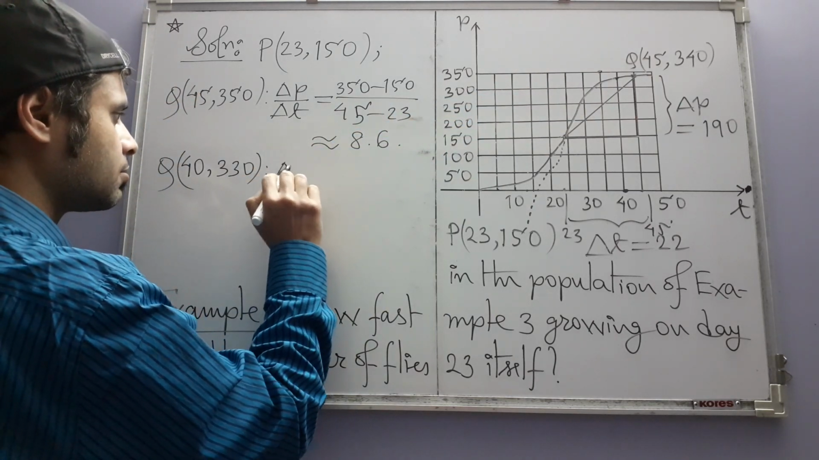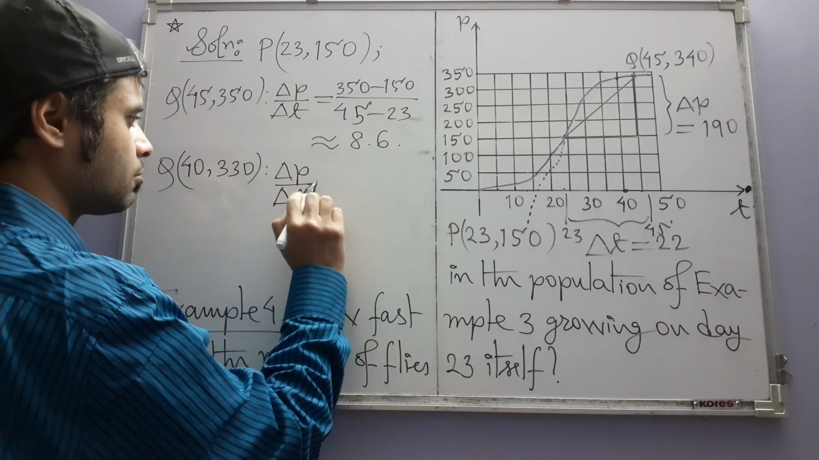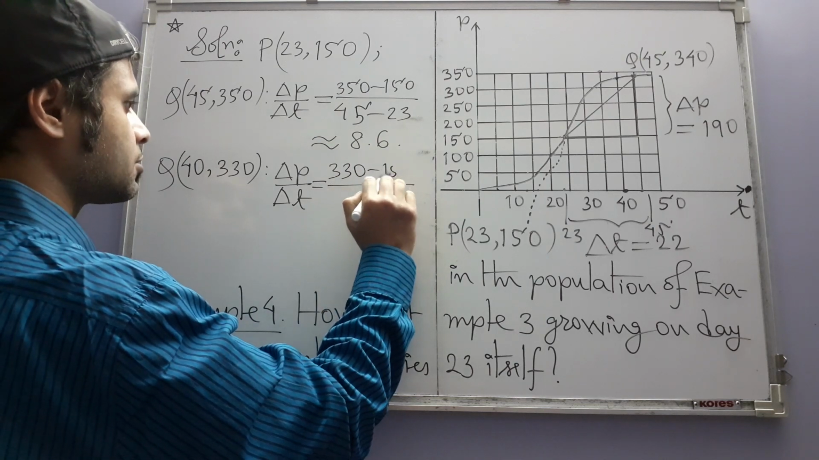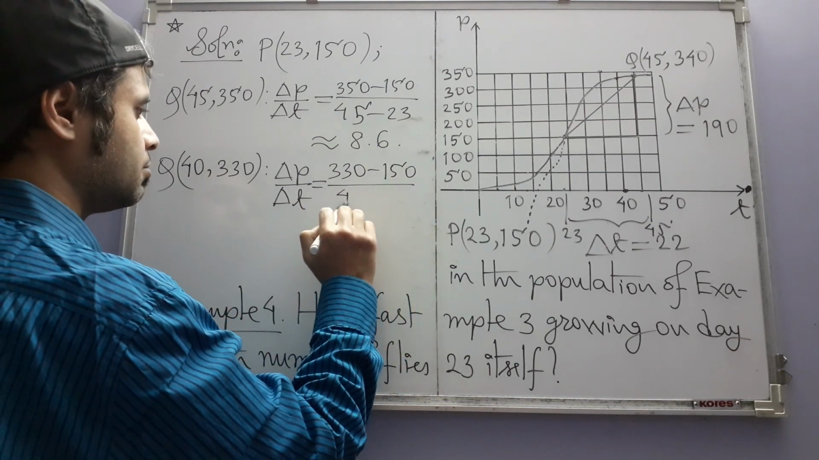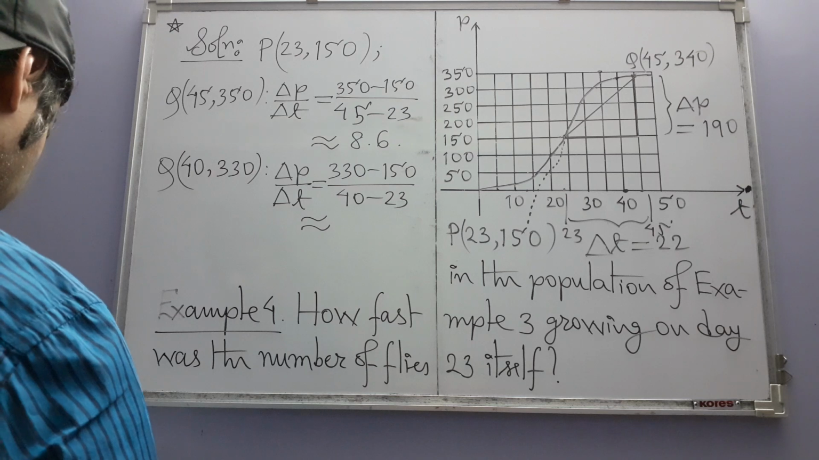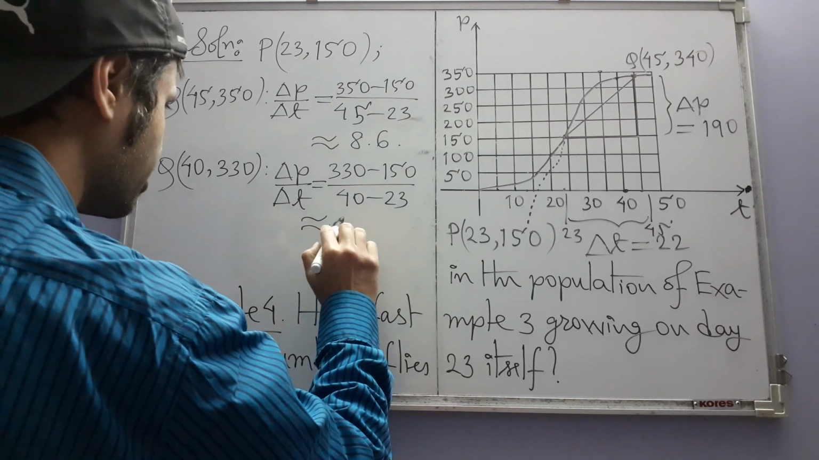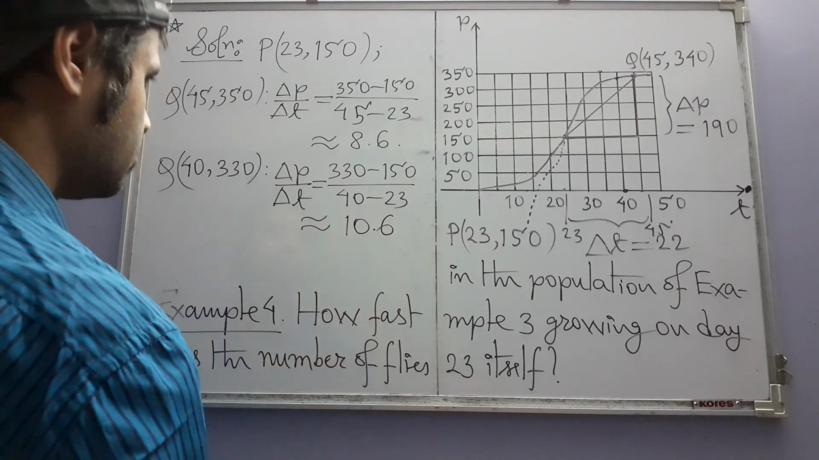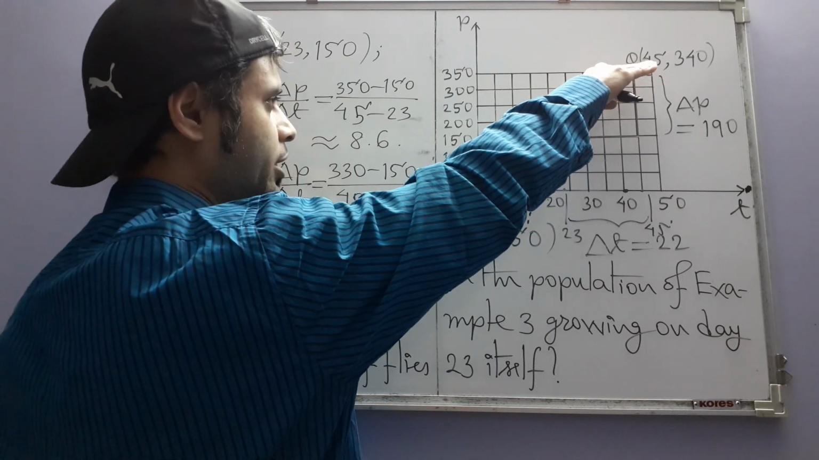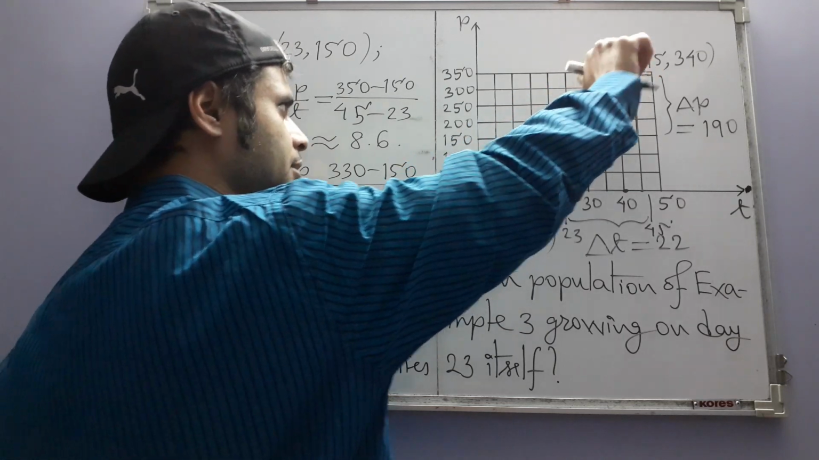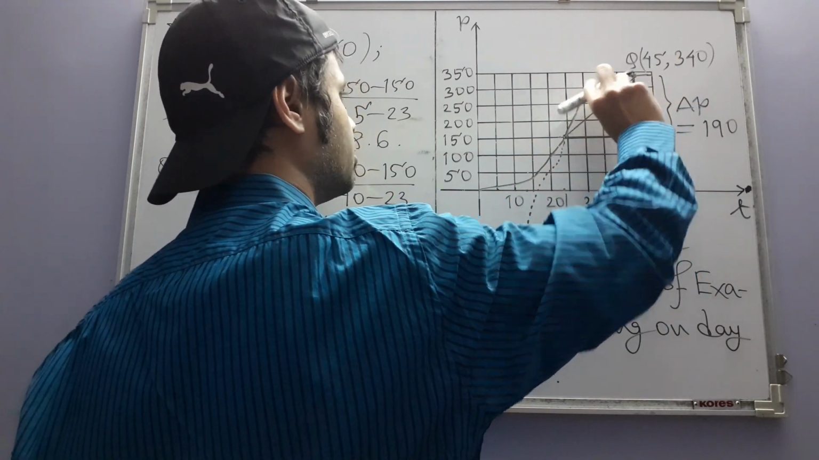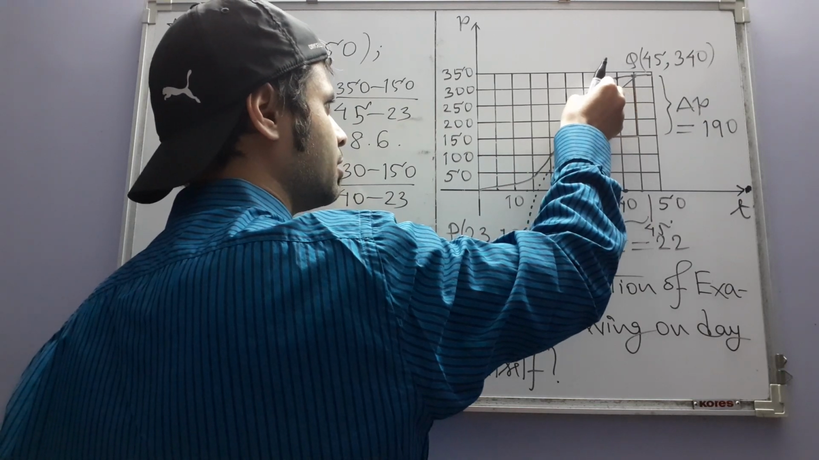In this case, the average rate is 330 minus 150 divided by 40 minus 23, and this turns out to be approximately equal to how much? 10.6. We understand because we are coming from that side. There we had a pretty low rate, but then it will increase because the slope of this line will be getting more, because the line is getting steeper and steeper.